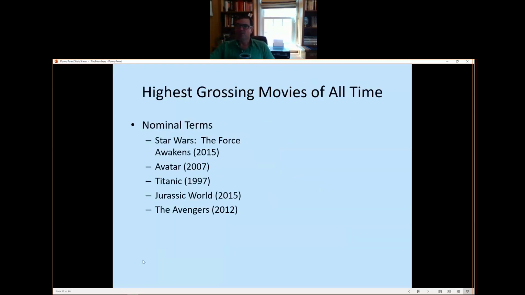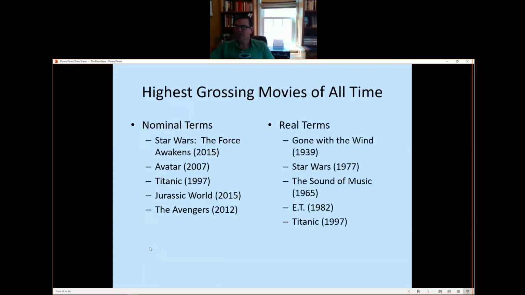Another example is this. Here are the highest grossing movies if you don't adjust for inflation. And you'll notice that many of them are pretty recent. If you do adjust for inflation, the list changes a lot. In fact, you get a different Star Wars. Only Titanic hangs in there.